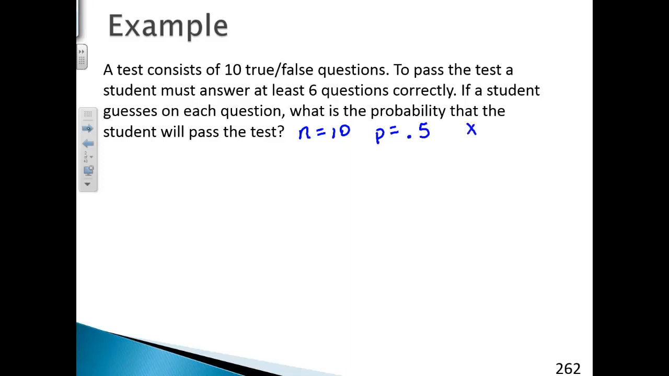Then, let's look at what our X should be. They want to know what's the probability that the student will pass. Well, it tells us they pass if they get at least 6 correct. At least 6 means 6 or more. So we're going to have greater than or equal to 6. So we want the probability that they pass. That's the probability that they get 6 or more correct.